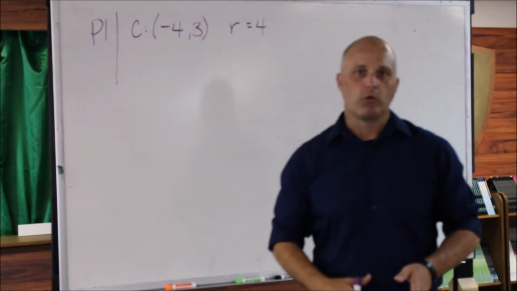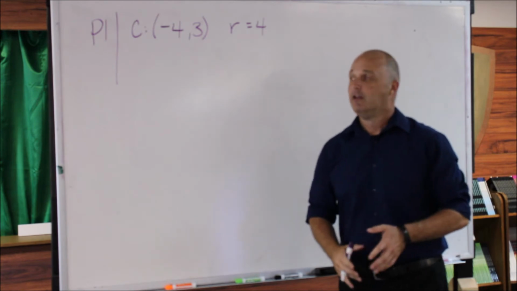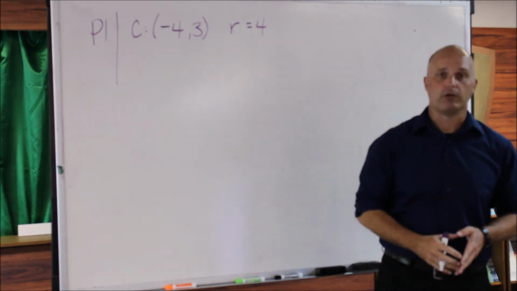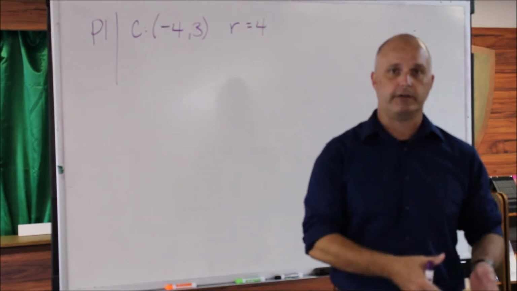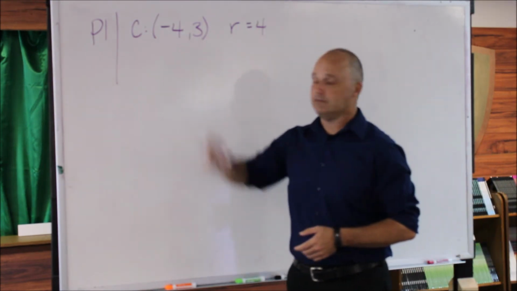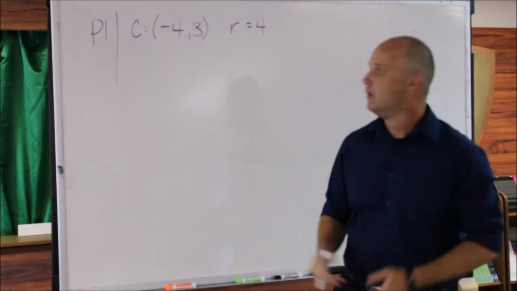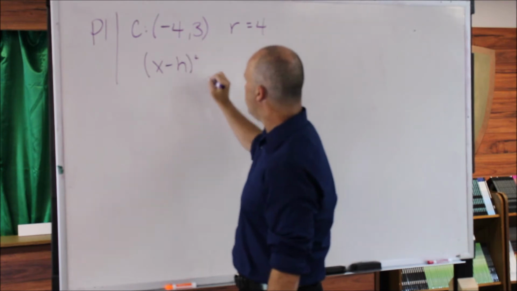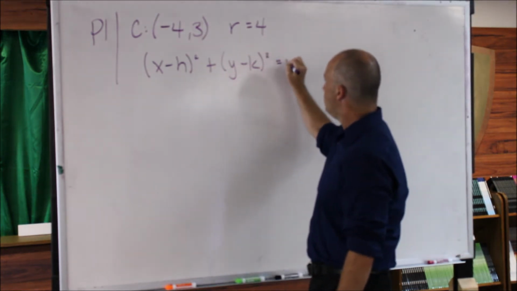Okay, in problem number 1, we're being asked to write the equation of a circle when we're given its center and its radius. You can see that the center is going to be negative 4, 3, and the radius is going to be 4. So we need to decide which formula we're going to use. Are we going to use the standard form or the general form? Since the center is not located at the origin, we want to go ahead and use the general form, which again is going to be x minus h squared plus y minus k squared equals r squared.